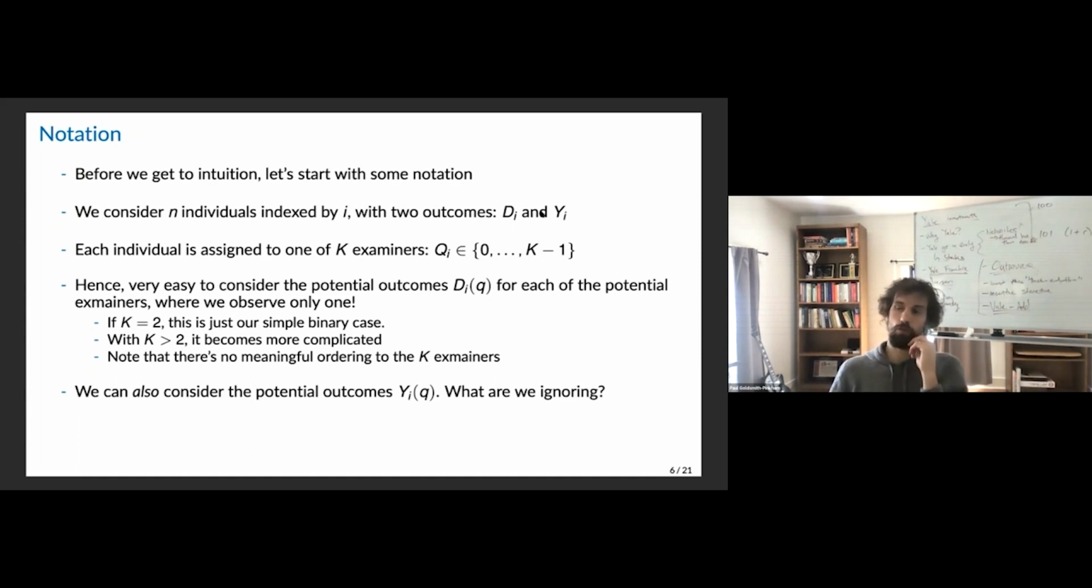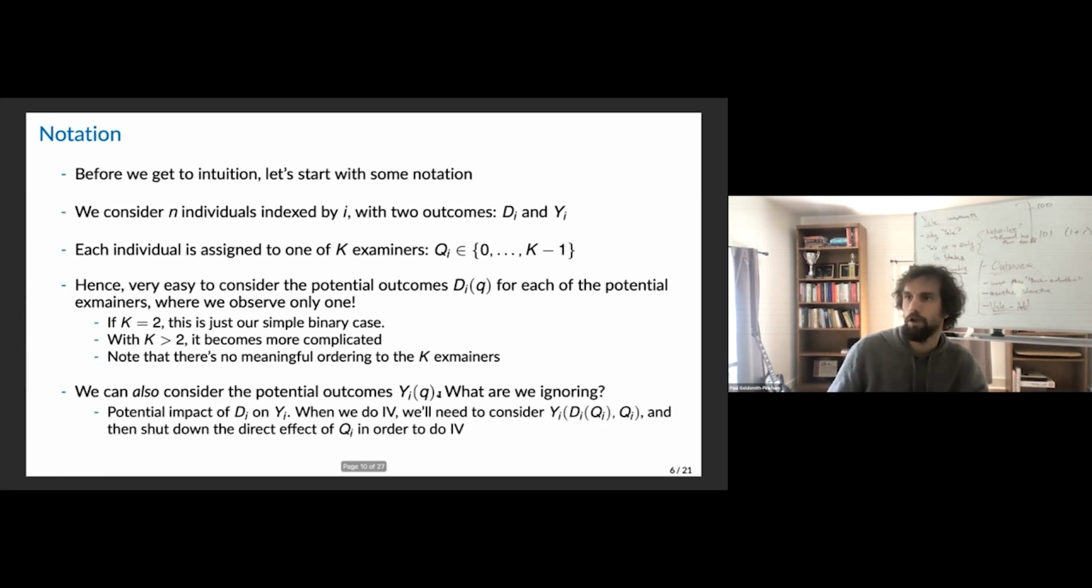The next question is we can also consider potential outcomes for, say, the guilty plea or for the financial outcomes given a particular examiner, right? And if we write down that potential outcome in the same way, that looks very straightforward, and we can just estimate the effect of the 3 of you on a given potential outcome. The question is, of course, what are we ignoring in this setting, right? What we're ignoring is the potential impact of D on Y.